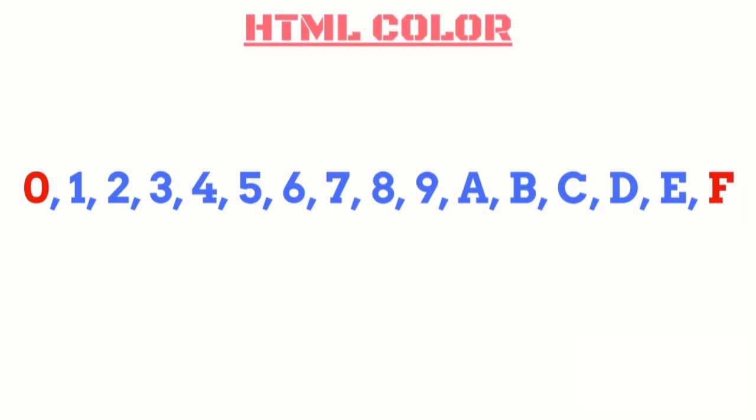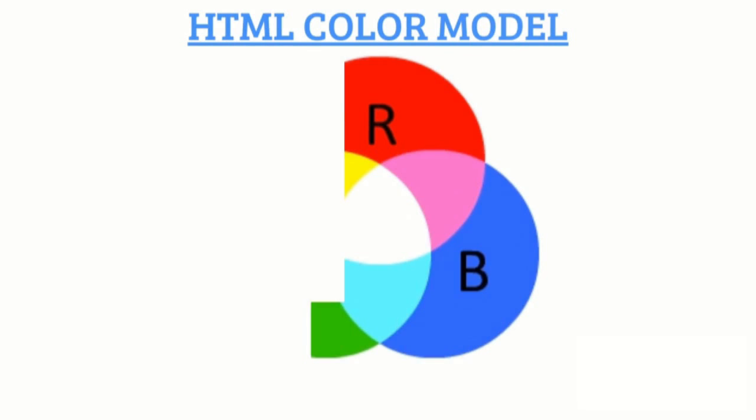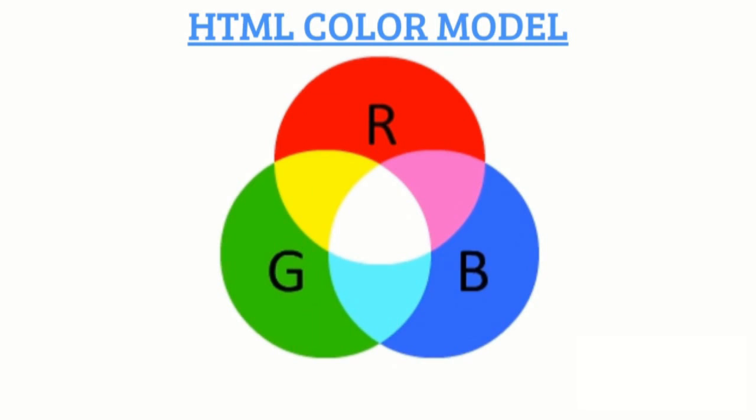HTML colors are expressed as hexadecimal values. As you can see, there are 16 values there. 0 through F: 0 represents the lowest value, and F represents the highest. Colors are displayed in combinations of red, green, and blue light (RGB). Hex values are written using the hash symbol, followed by either 3 or 6 hex characters.